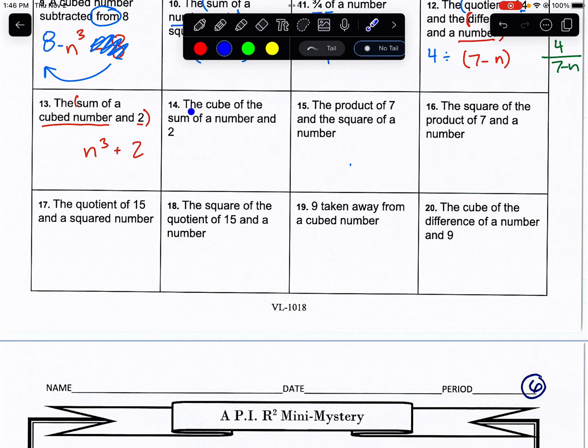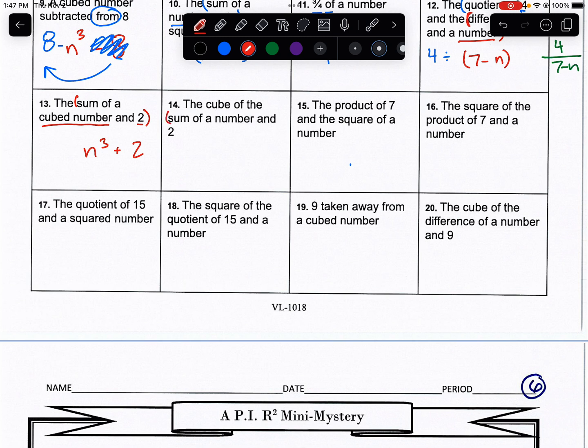Let's take a look at the next one. The cube of the sum of a number and 2. That sounds so similar to the last one. The sum of a cubed number and 2 versus the cube of the sum of a number and 2. So what's the difference? Well, if we use our strategy, this should help us figure it out.